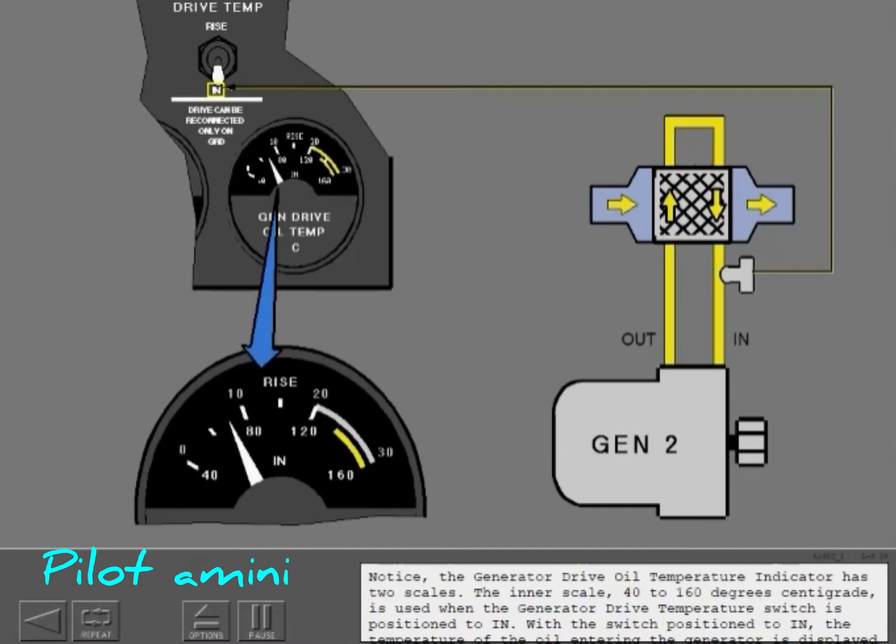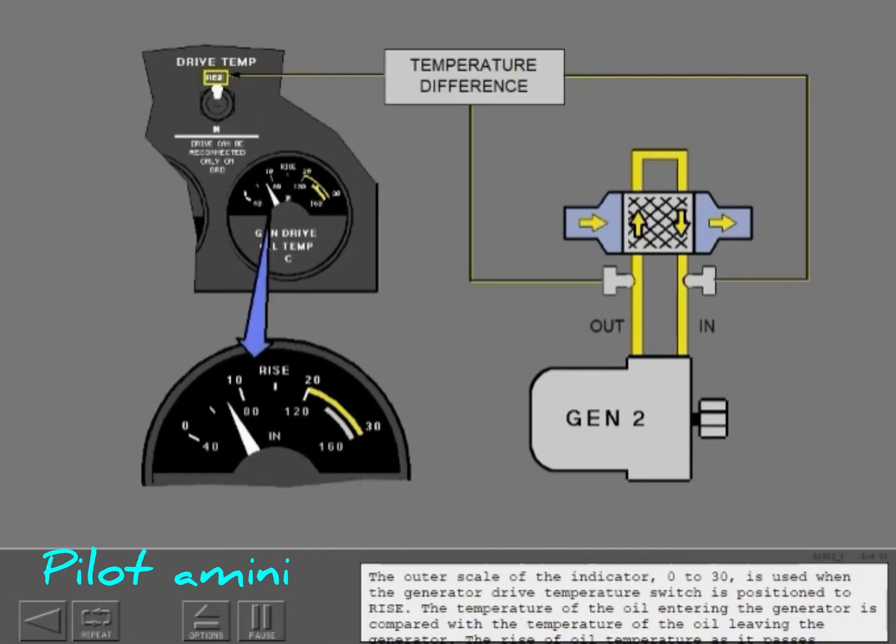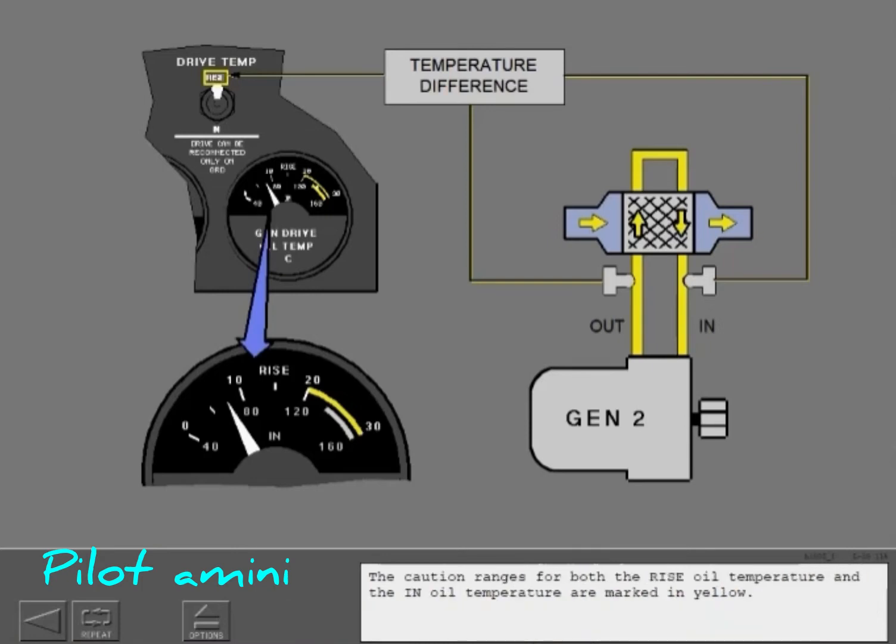Now, let's look at the rise switch position. The outer scale of the indicator, 0 to 30, is used when the generator drive temperature switch is positioned to rise. The temperature of the oil entering the generator is compared with the temperature of the oil leaving the generator. The rise of oil temperature as it passes through the generator is displayed on the generator drive oil temperature indicator. The caution ranges for both the rise oil temperature and the in oil temperature are marked in yellow.